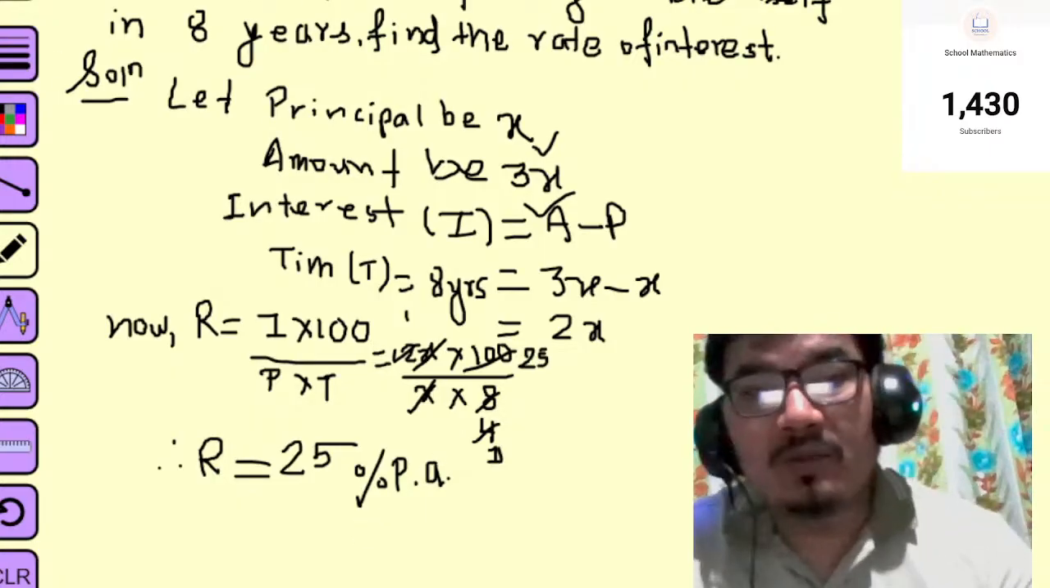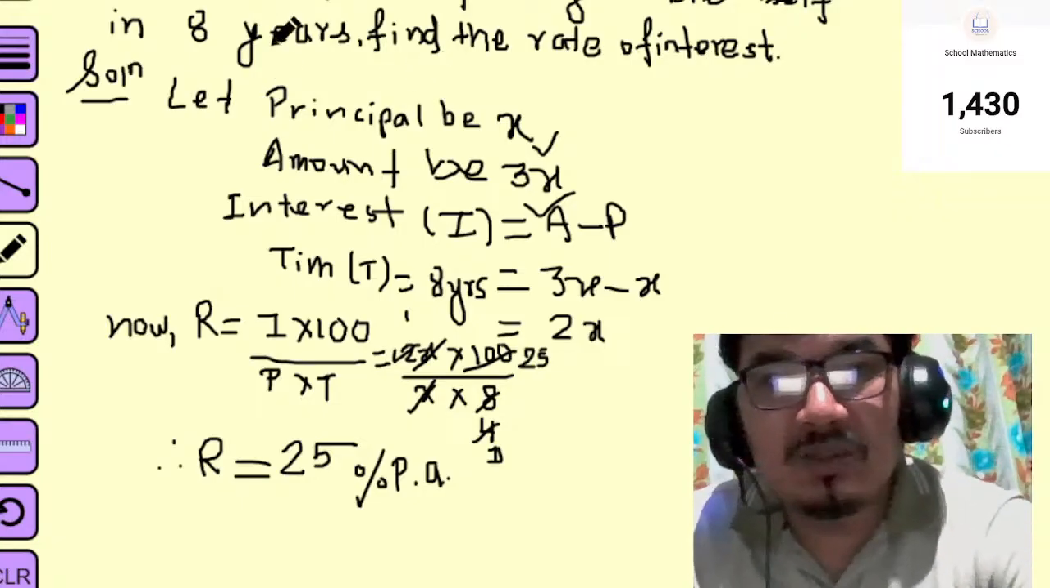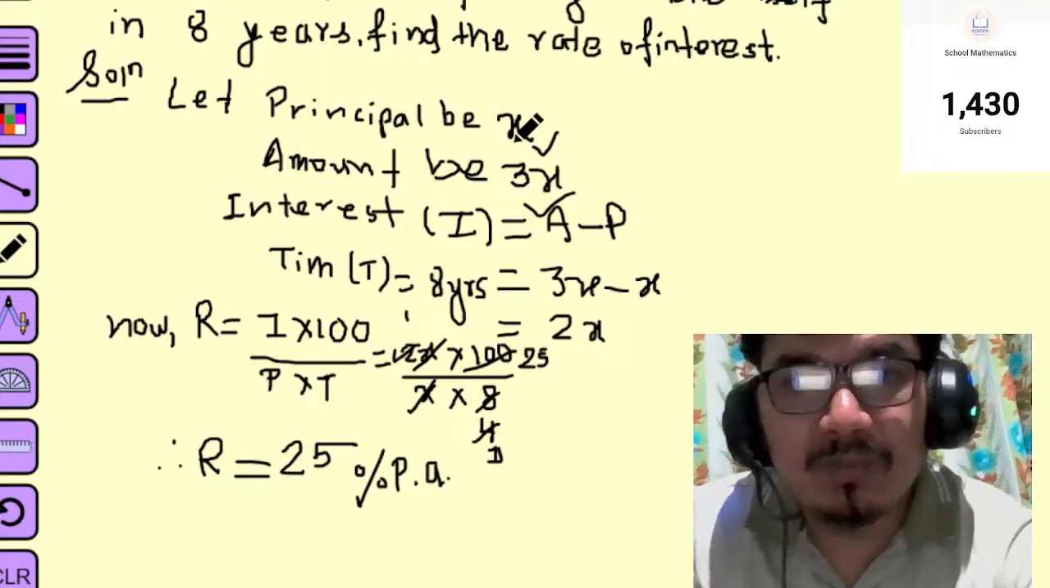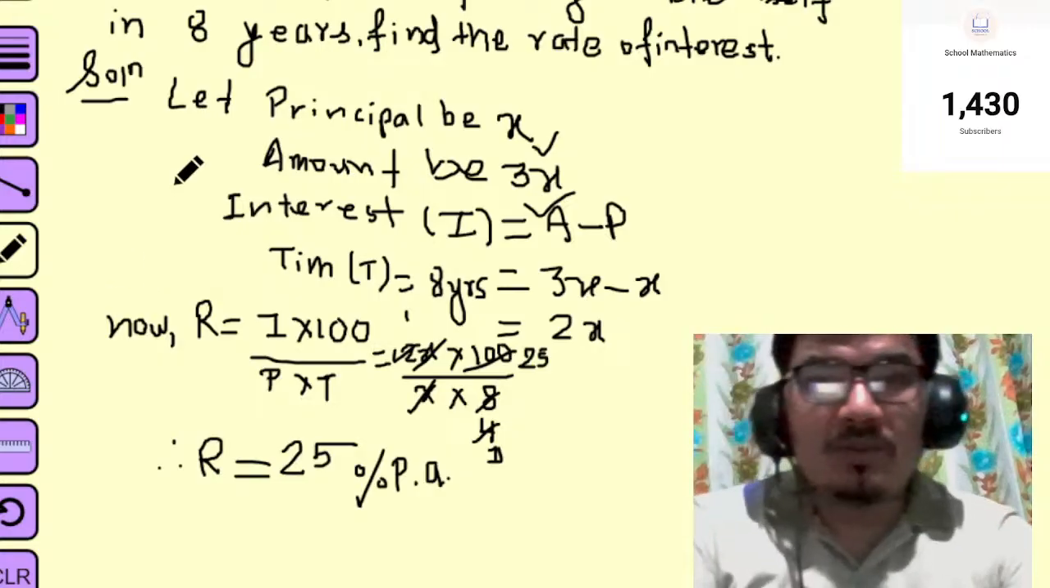This is the way to find out this type of question. Here the principal is given as x, and it has already been told that it will treble itself, that's why we have to suppose principal x, then amount will be 3x. Like this we have to solve this type of question.